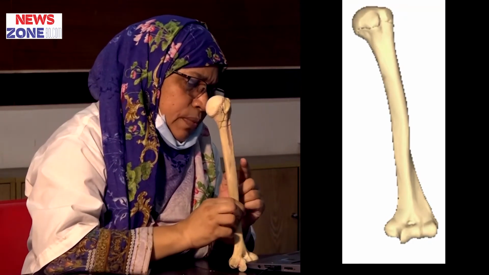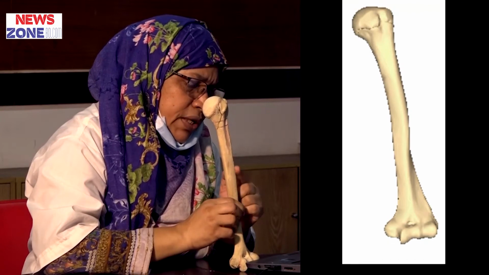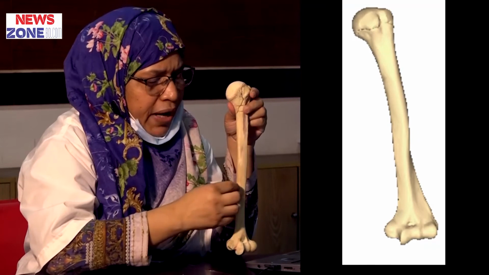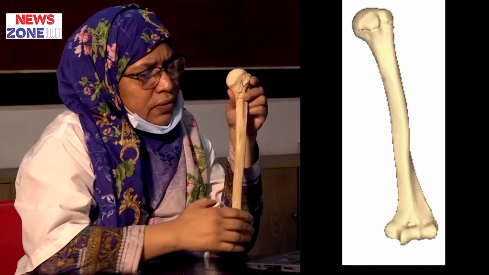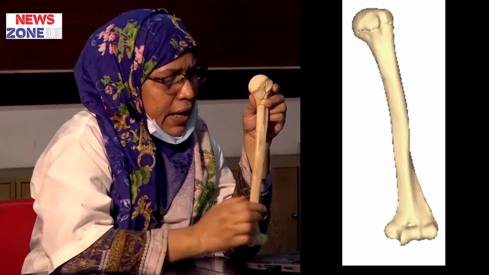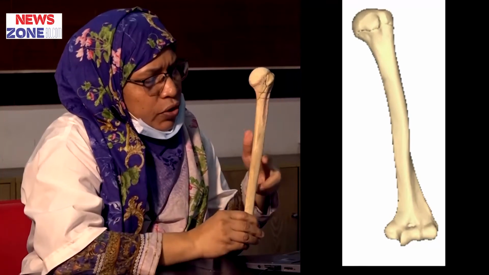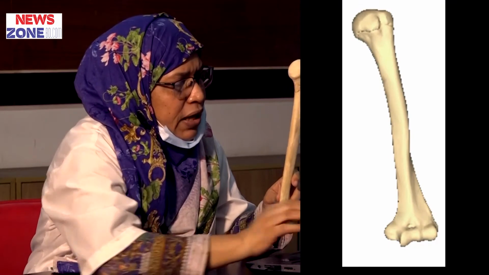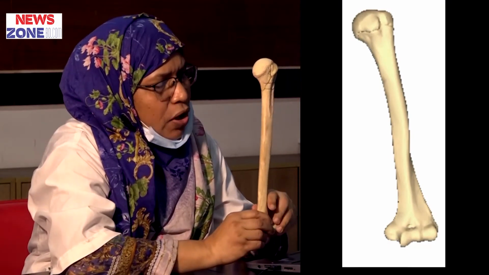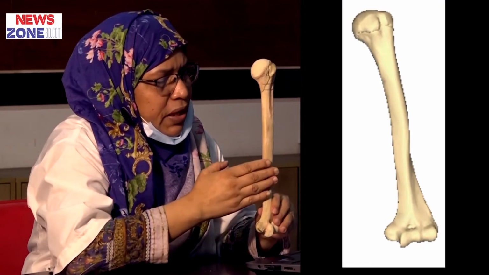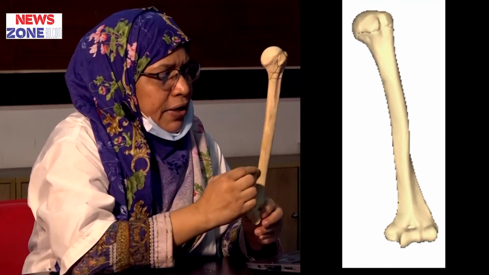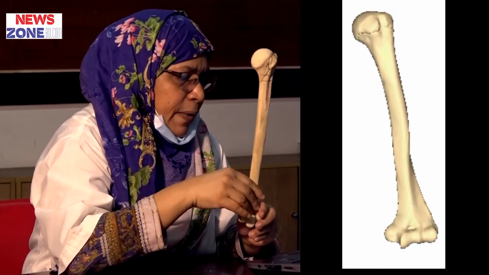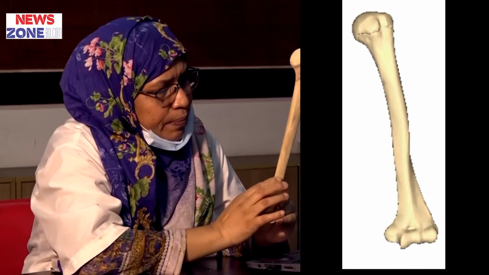There is the insertion of the deltoid muscle at the deltoid tuberosity, and from the anterolateral and anteromedial surfaces, the lower part of the shaft, there is the attachment of the brachialis. This is the origin of the brachialis. Like this, on the total anteromedial surface, there is attachment of the brachialis. So these are the muscles.